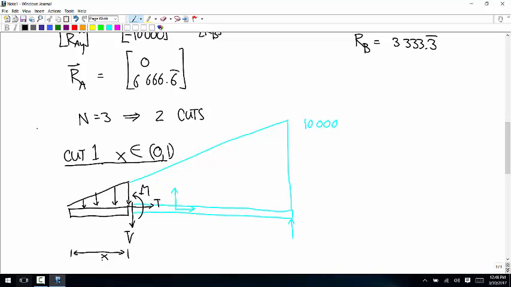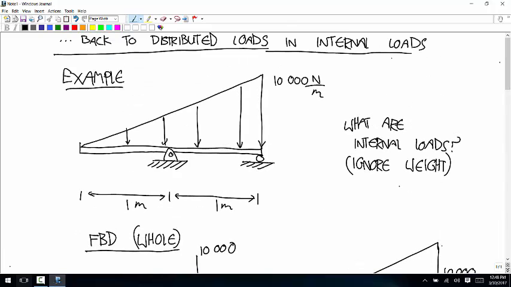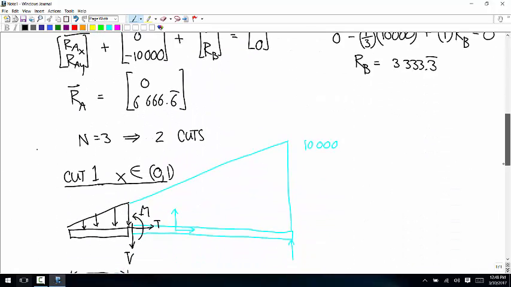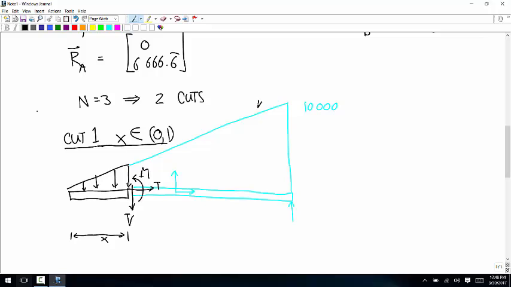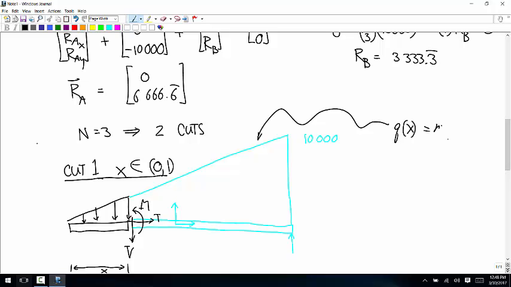Okay, so the way to do that is to represent the height of this distributed load as a function of x. The height is this line, and so we need the equation for this line. That's what we're going to call Q. And since it's a line, that's going to be mx plus b, where m is the slope and b is the y-intercept.